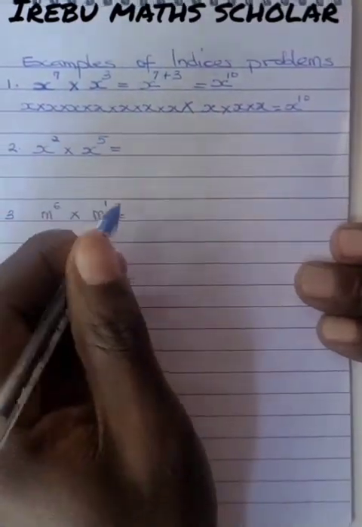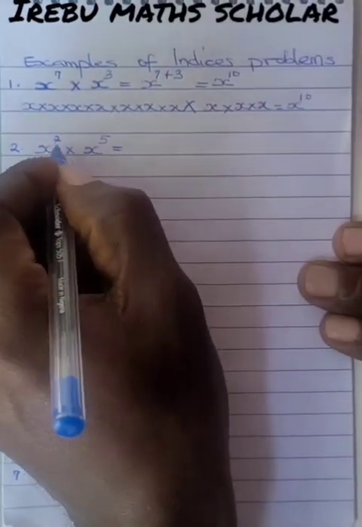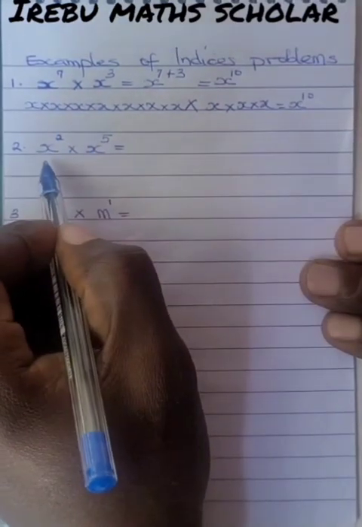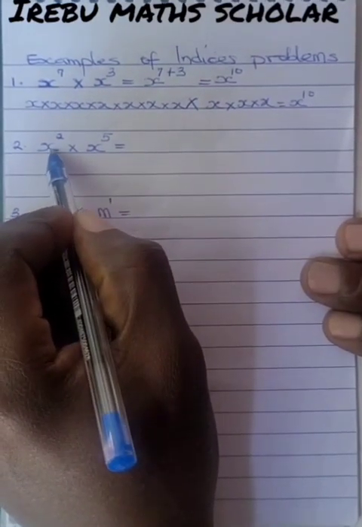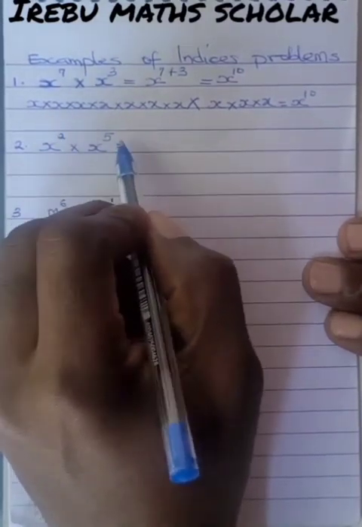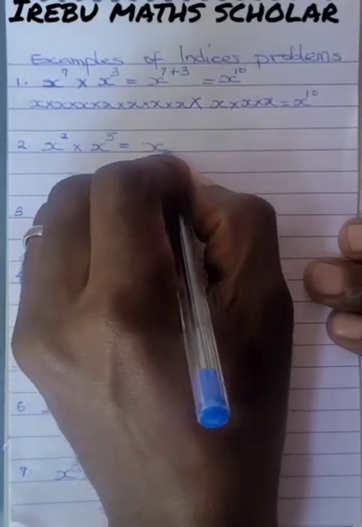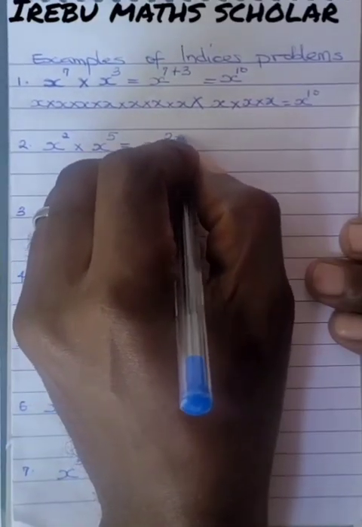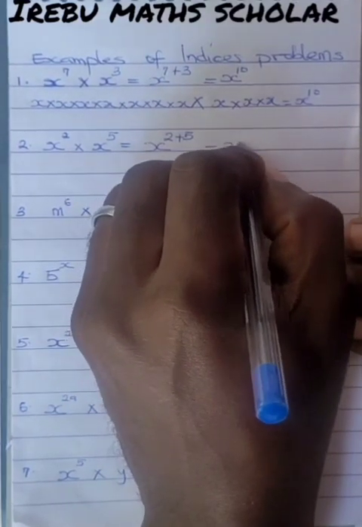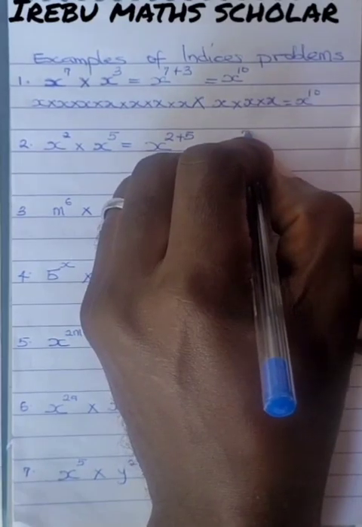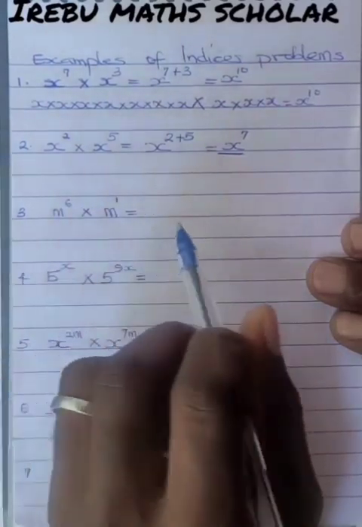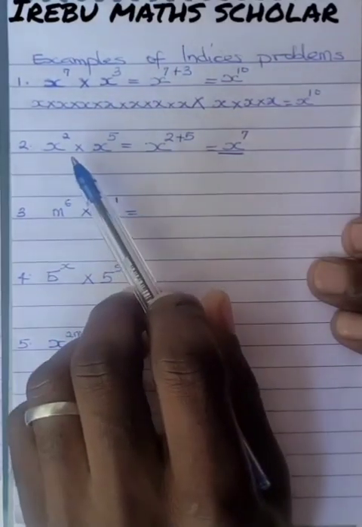From the second problem, we have x to the power of 2 times x to the power of 5. The first thing you have to do is check if the bases are the same. This is x, this is x. Therefore, you can add up the powers. We have x to the power of 2 plus 5, and when you do your addition very well, you are going to have x to the power of 7. Correct.